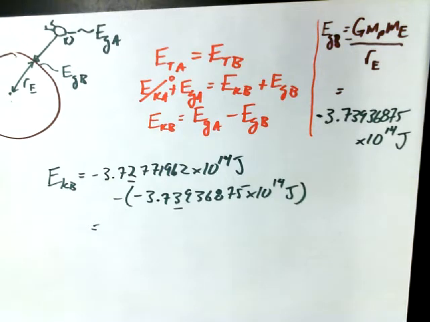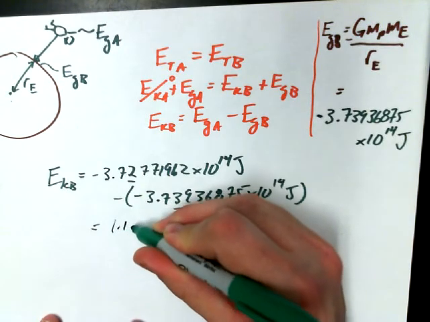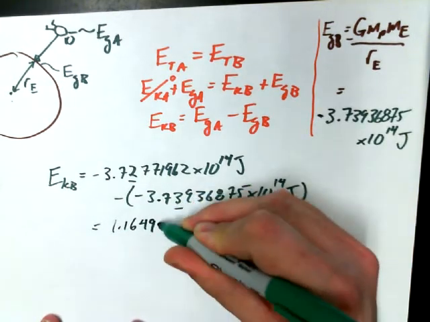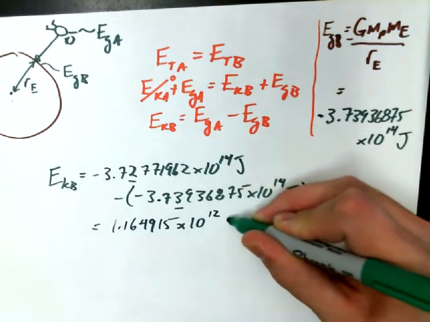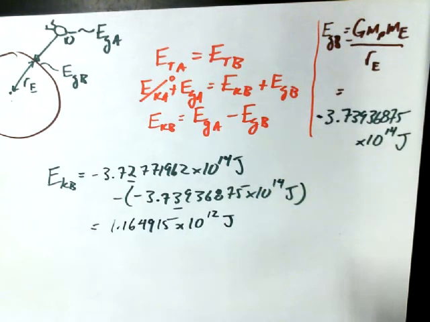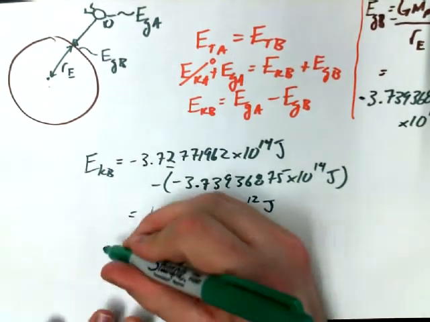Anybody get the difference between the two values? Yes? 1.1649 times 10 to the power of 12 joules.